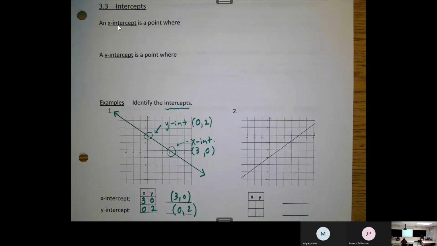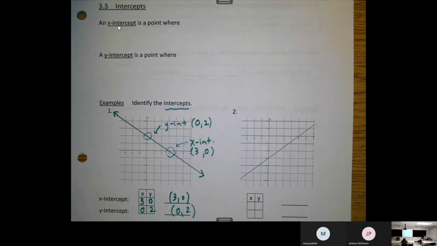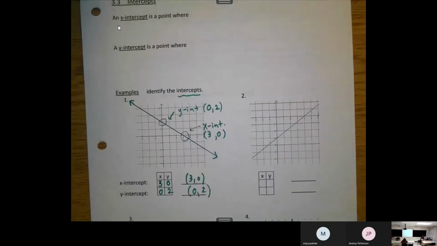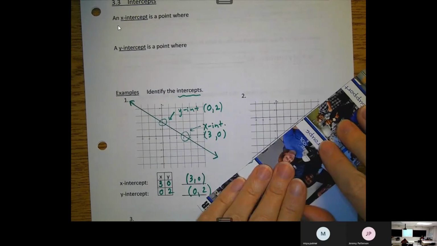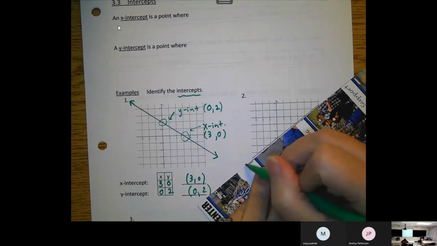Anything we can help out with there so far? Number 2 is real similar. See if you can find where that line crosses the x-axis and the y-axis. In other words, find the intercepts for number 2.